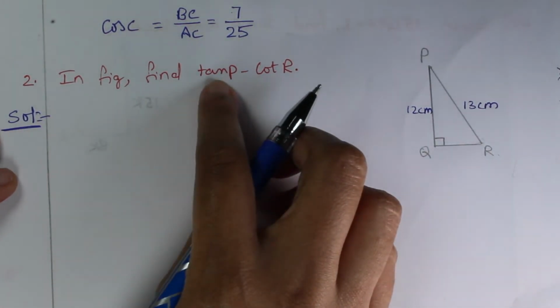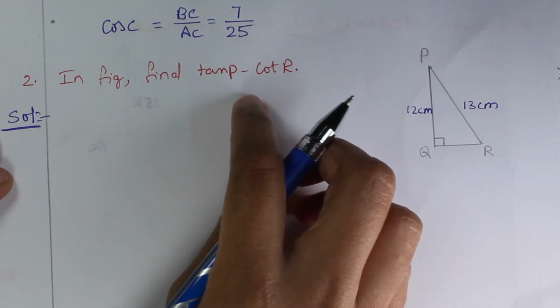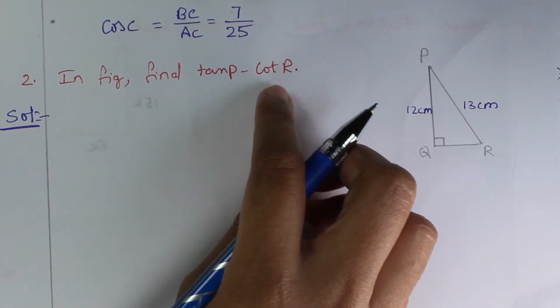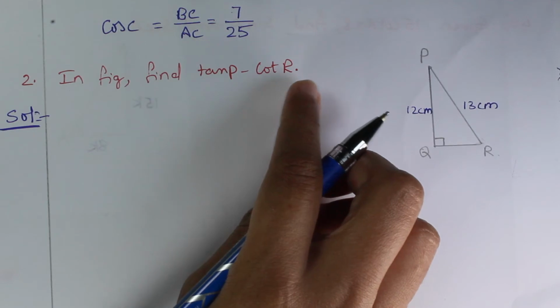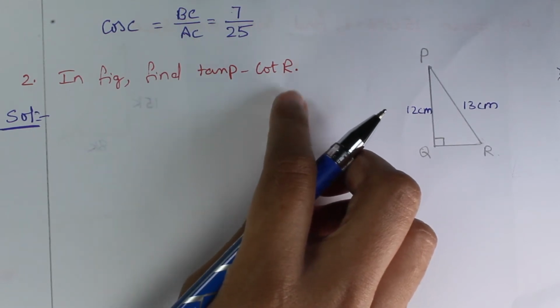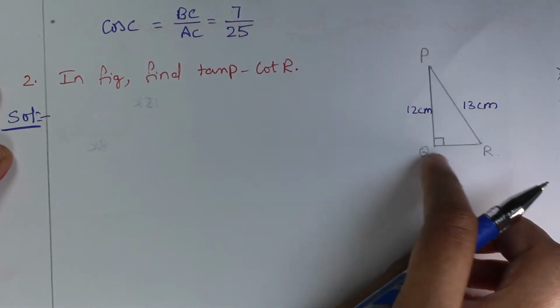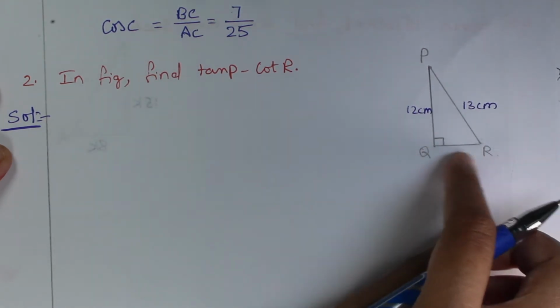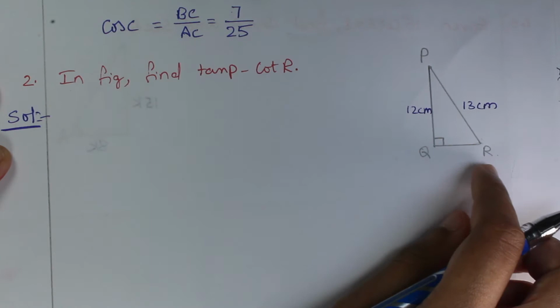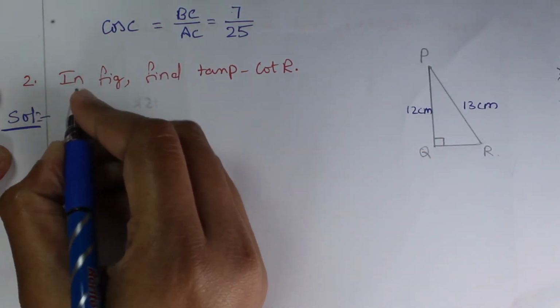So what is the tan of an angle? Opposite side by adjacent side. What is the cot of an angle? Adjacent side to that angle divided by opposite side to that angle. Okay, now let us find out the side QR first, because we need the adjacent side value. So we will use Pythagoras theorem.